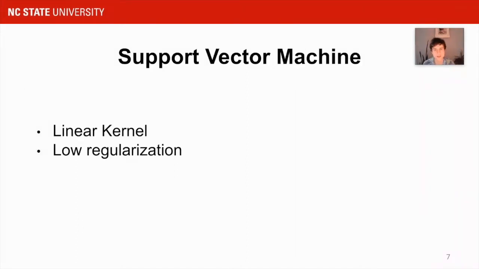Our support vector machine was a fairly simple model. It was just a linear kernel with relatively low regularization, and we decided on the hyperparameters for that model through cross-validation with 12 different sets of hyperparameters.